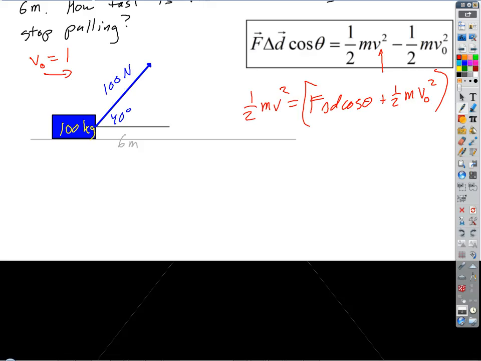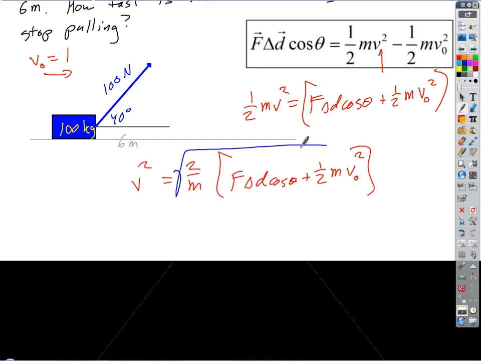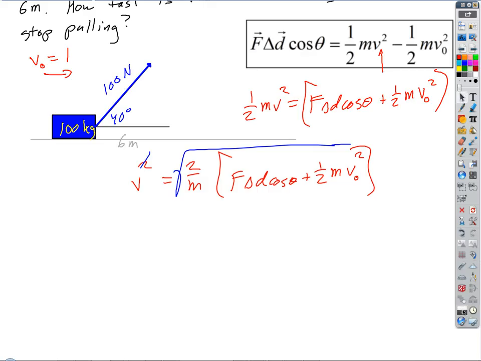So we just end up with 2 over m, oops, that's a v, not an m, times F delta d cosine theta plus 1/2 m v naught squared. And then I just have to square root it, right? And I got it. So we could throw all that stuff in the calculator real quick.